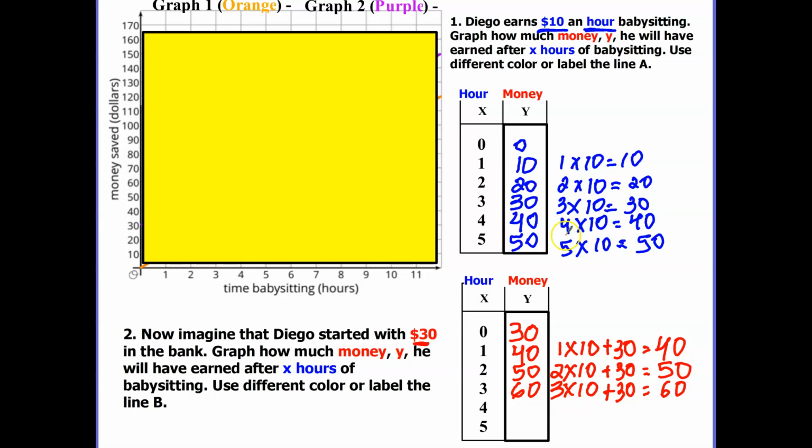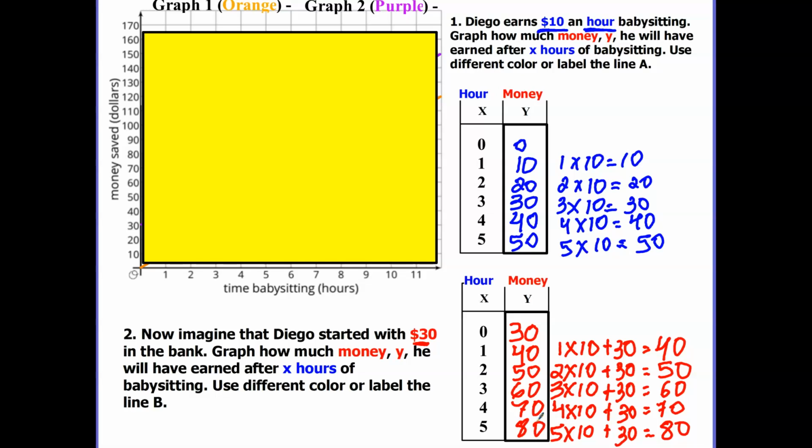So here we have 4 times 10, and that's the same thing we're going to do here. 4 times 10, how many hours and how much money he makes for an hour, plus the $30 he already had. So that will be 70. 5 hours is 5 times 10 plus the $30 he had in the bank. So 50 plus 30 is 80.